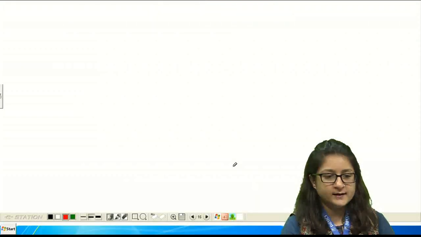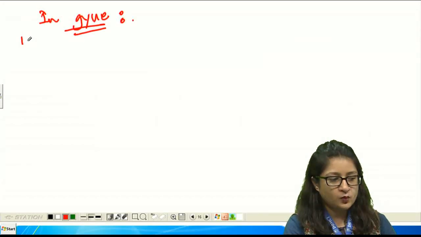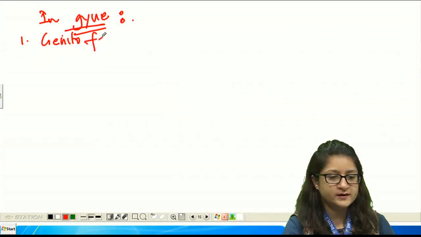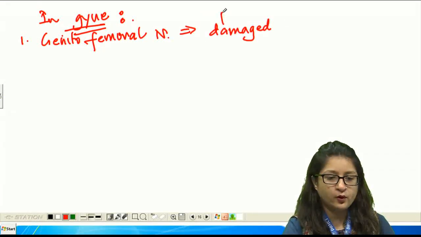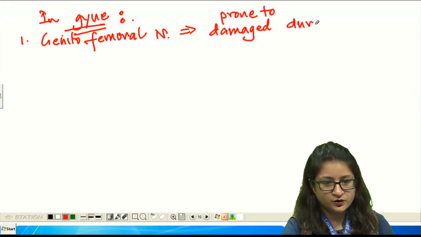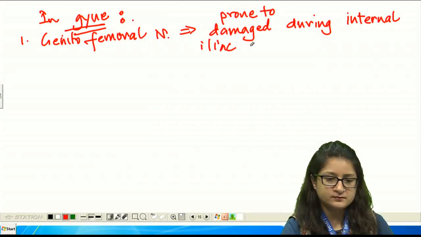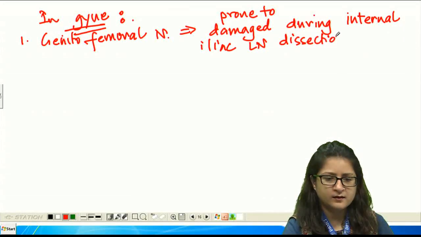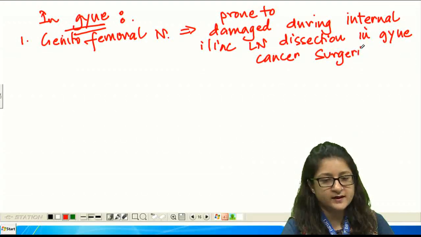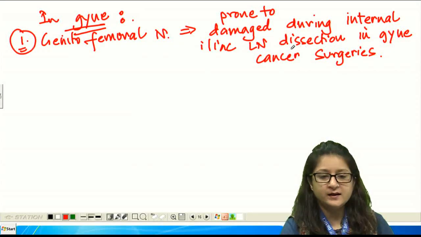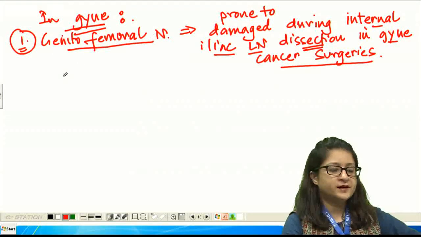Now I have two other nerves which are in gynae surgeries, or nerves of importance in gynae. One is the genitofemoral nerve. This is one important nerve, and this nerve is prone to damage during internal iliac lymph node dissection in gynae cancer surgeries. So this nerve is prone to damage in that situation.